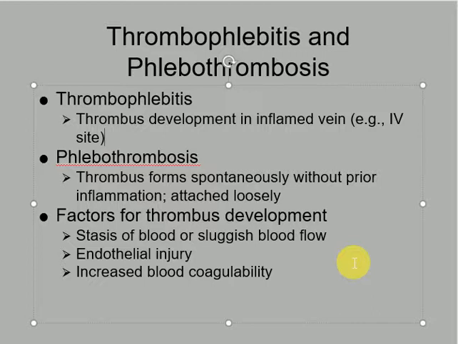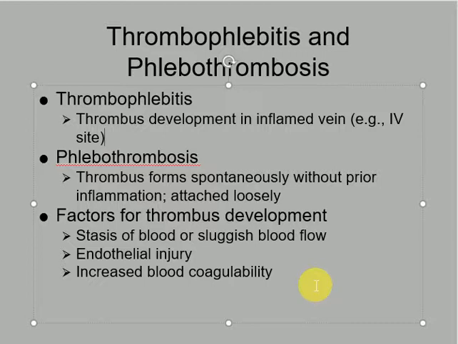Also increased blood coagulability. If something is wrong, coagulation or coagulability, which is the ability to start coagulation, is increased in certain diseases, and it can increase the chances of formation of the thrombus. Now the fate of the thrombus is also important.